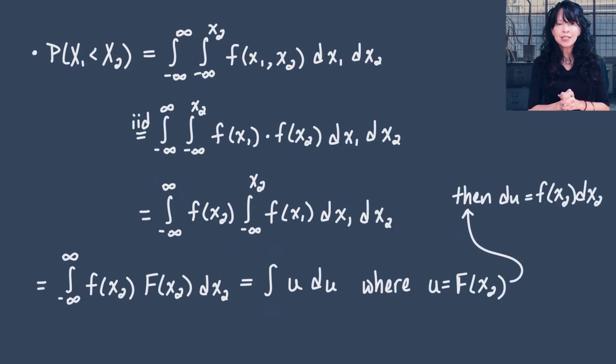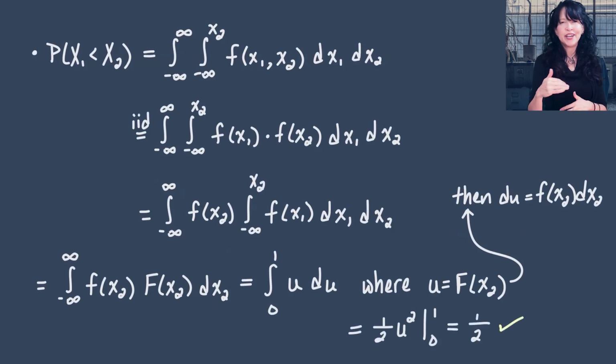If x2 is minus infinity, then u is capital F of minus infinity. Yes, it's a limit, but the CDF at minus infinity is always 0. And when little x2 is positive infinity, u is the CDF at positive infinity, which is always 1. So my u goes from 0 to 1 here. And we get the integral from 0 to 1 of u du, which is, of course, u squared over 2 evaluated from 0 to 1. And you get 1/2, which is what we wanted.